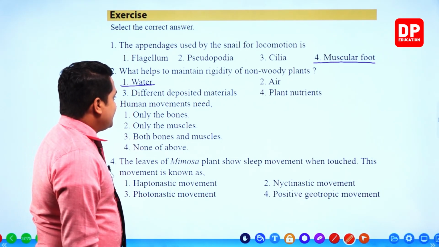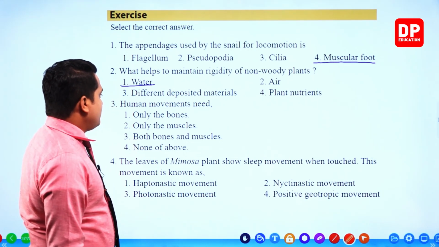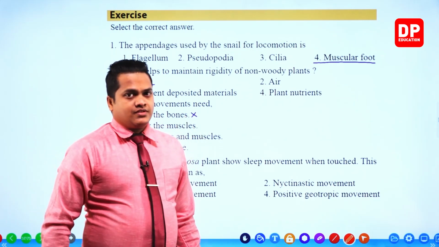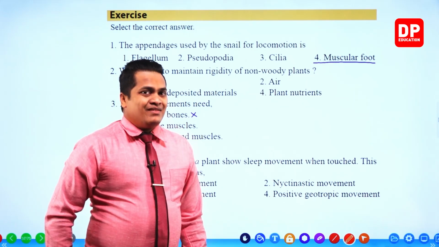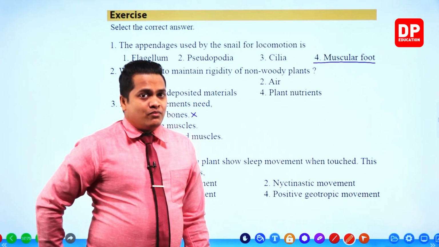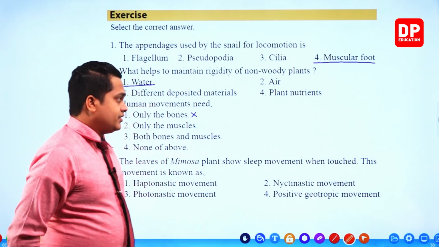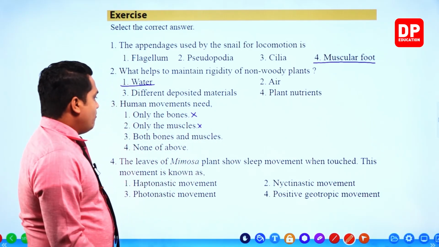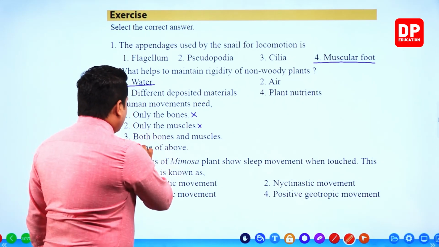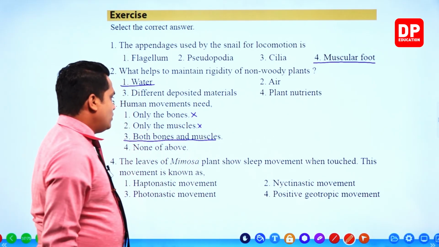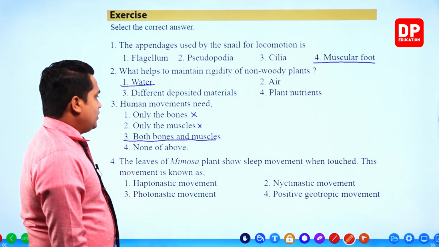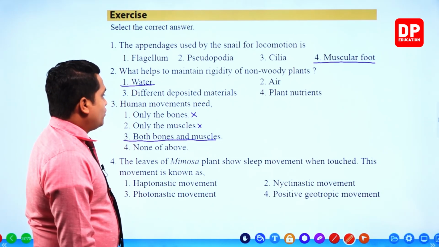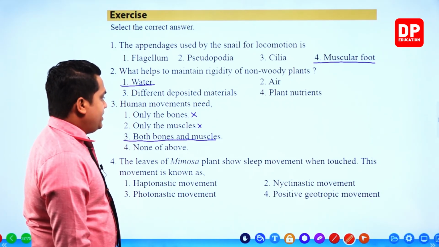Human movements need only the bones. Incorrect. We will be needing not only bones, right? We will be needing muscles as well. So, muscles and bones both are important. Next one, only the muscles. Once again, incorrect. Both bones and muscles are important, right? Both bones and muscles are important for the locomotion or the movements of human beings.